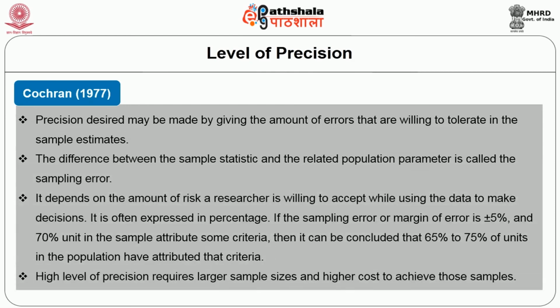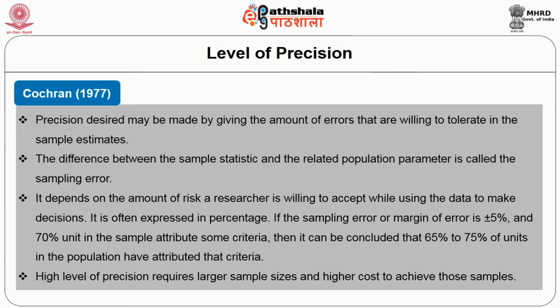According to Cochran, precision desired may be made by giving the amount of error that you are willing to tolerate in the sample estimate. The difference between sample statistics and the related population parameter is called the sampling error. It depends on the amount of risk a researcher is willing to accept while using the data to make decisions. It is often expressed in percentage.